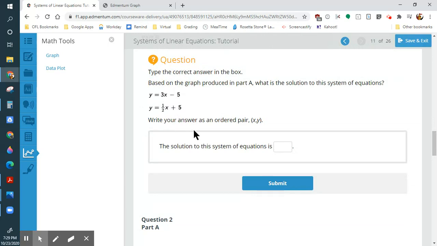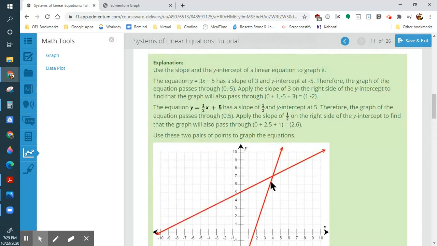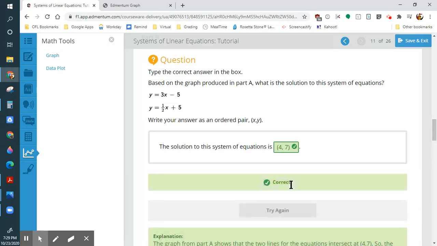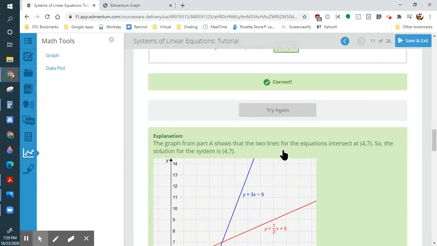So what's my solution to this? If I look here, my solution here, the x value is 4 and my y value is 7. So I'm going to say, make sure you do in parentheses, 4, comma, 7. And I put a space there. I don't know if it's going to like the space. It should be fine with the space. So make sure you put your parentheses and you put that space there.